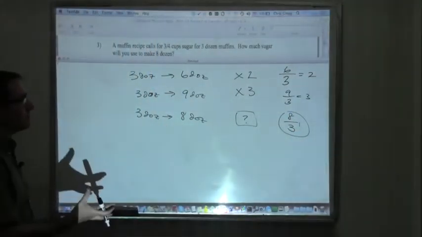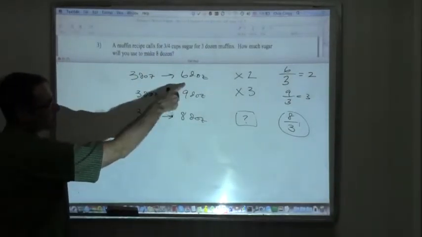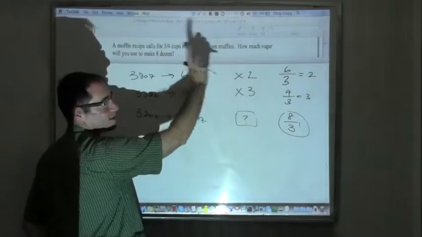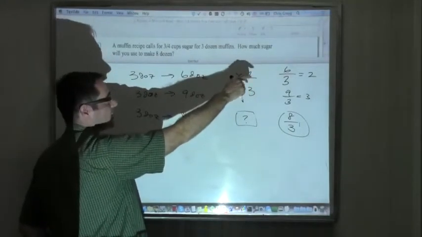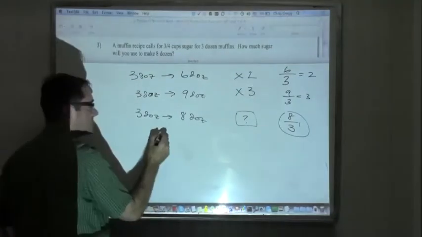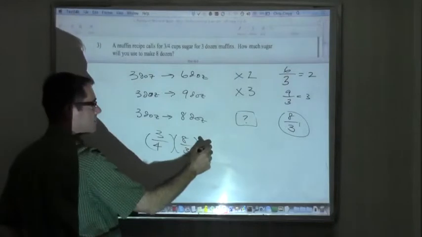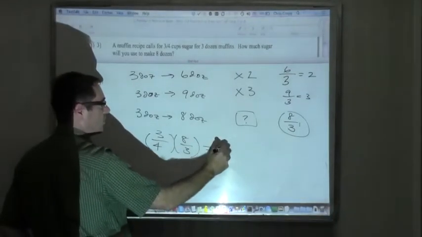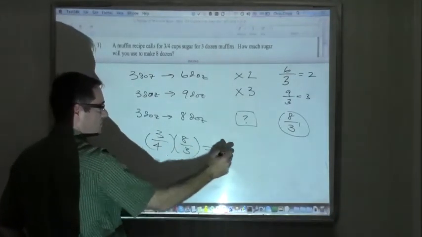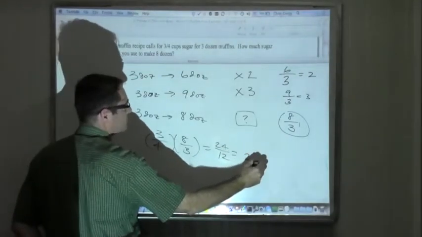Right? So in the first case, 3/4 cup sugar, to go 3 dozen to 6 dozen, you do 3/4 times 2. But we're not doing that anymore. Now we're going 3/4 times 8/3. 3/4 times 8/3 gives you 24/12, which is what? So how many cups of sugar? 2 cups of sugar.